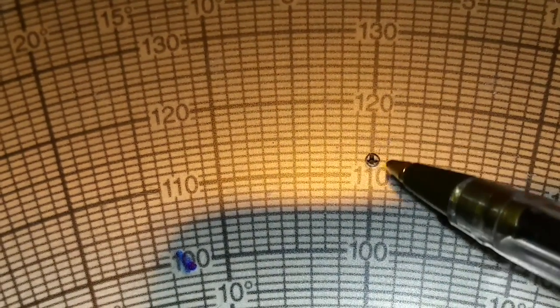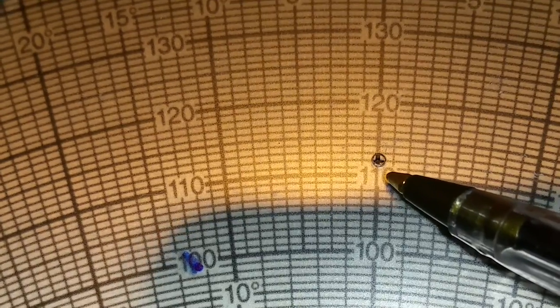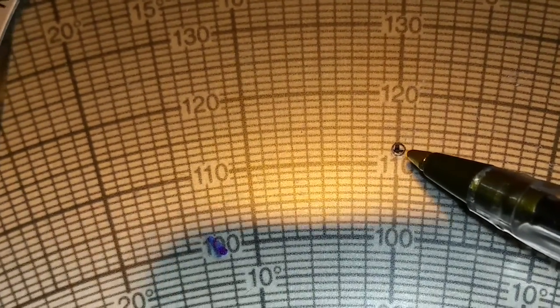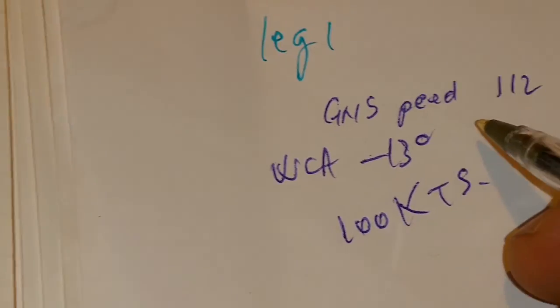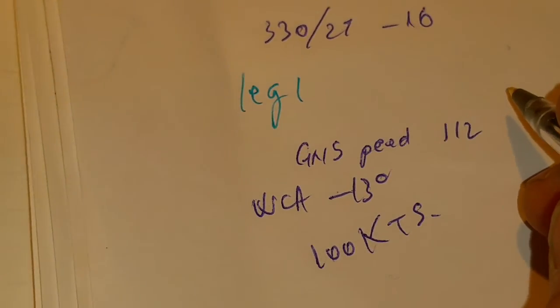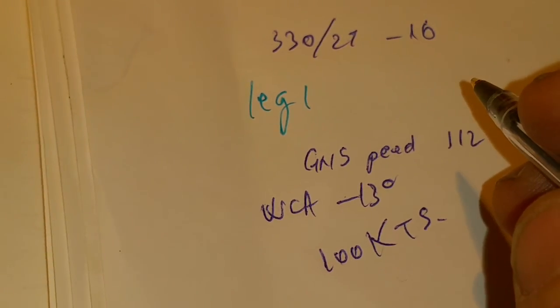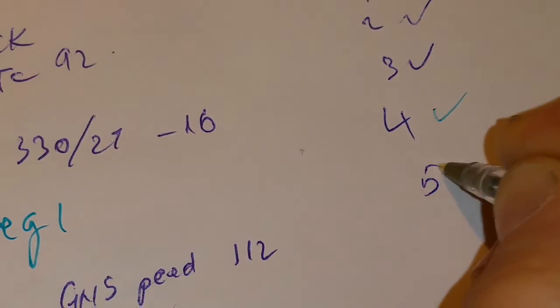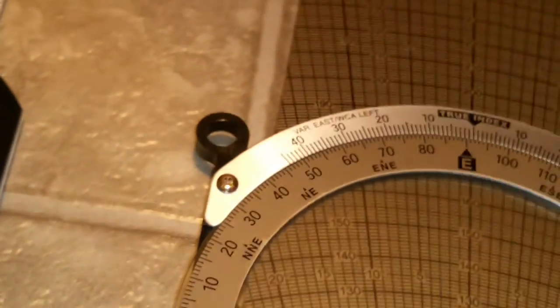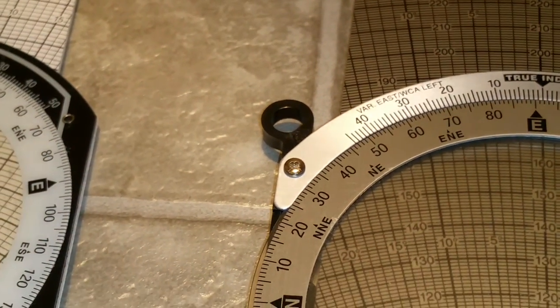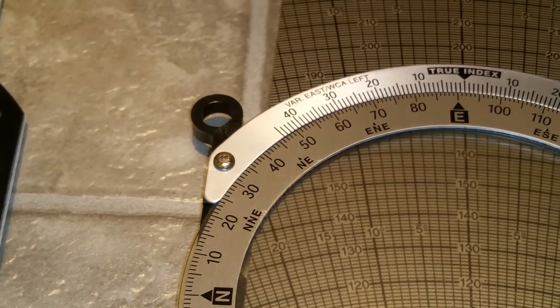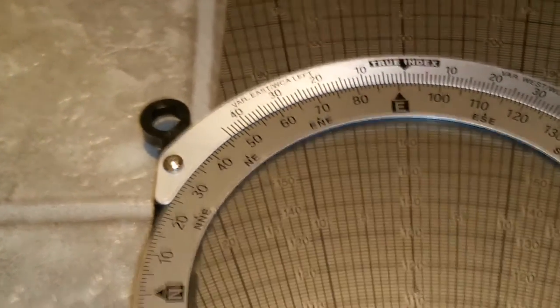I have 10 divisions here, so 110, 111, 112. So we mark ground speed at 112. I already did this calculation before. Number 5 step is complete. So we got ground speed, which is useful to calculate, with the other side of the calculator, the fuel consumption and how long it takes for each leg.